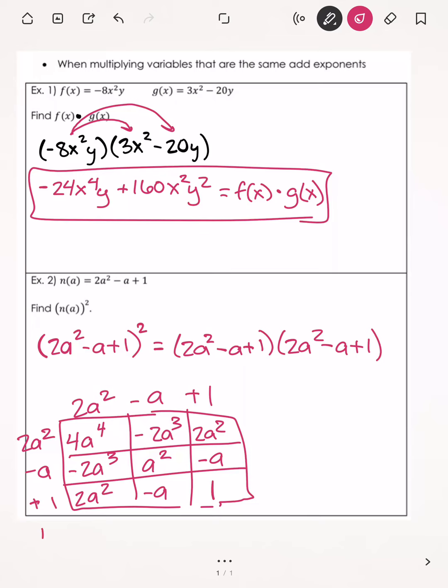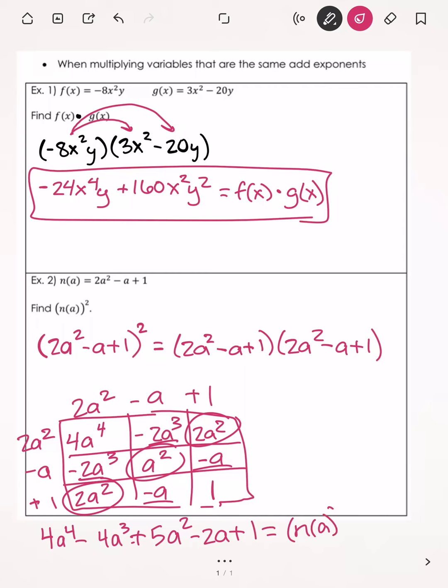So I have 4a to the fourth. Then I have a negative 2a cubed and a negative 2a cubed. That's a negative 4a cubed. Then I have 2a squared plus 1a squared plus 2a squared. That adds to be a 5a squared. I have a negative a plus a negative a. That's a negative 2a. And then I have my constant 1. So this is what n of a squared looks like.